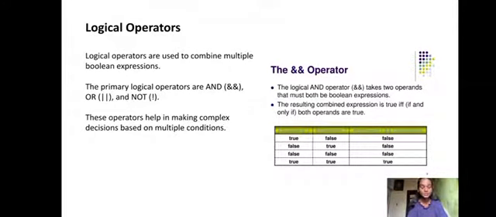Expression 1, expression 2, and expression 1 AND expression 2. If expression 1 is true and expression 2 is false, then expression 1 AND expression 2 will be false. Expression 1 false and expression 2 true, the result will be false. Expression 1 false and expression 2 false, the result will be false. Expression 1 true and expression 2 true, then expression 1 AND expression 2 will be true.